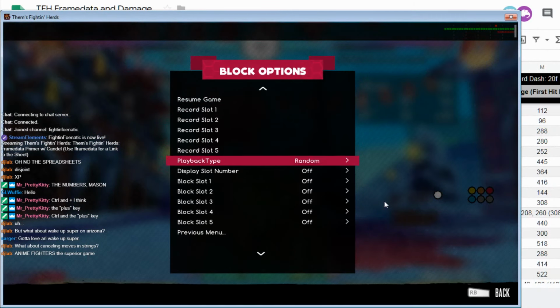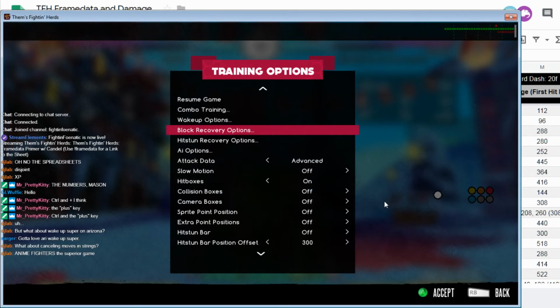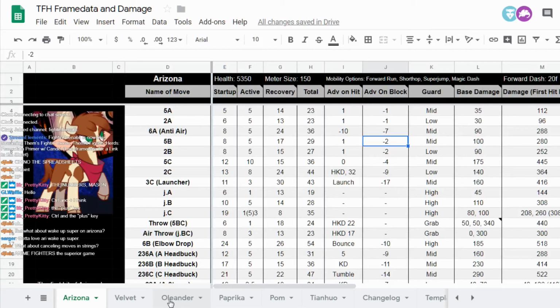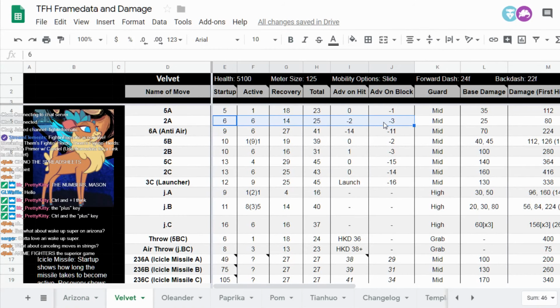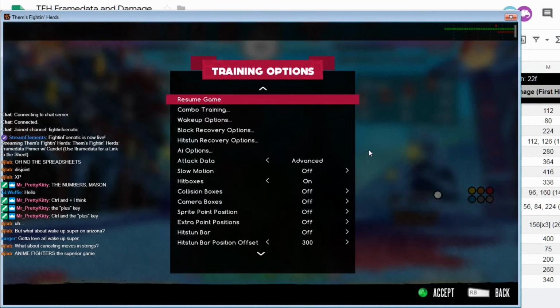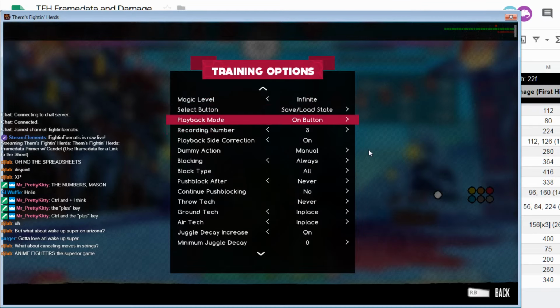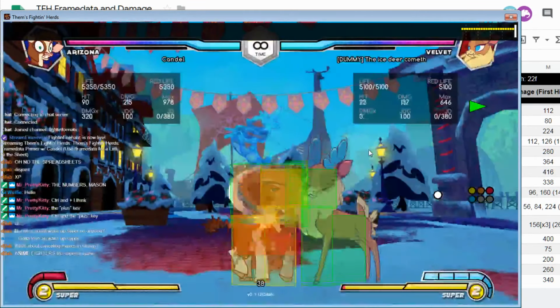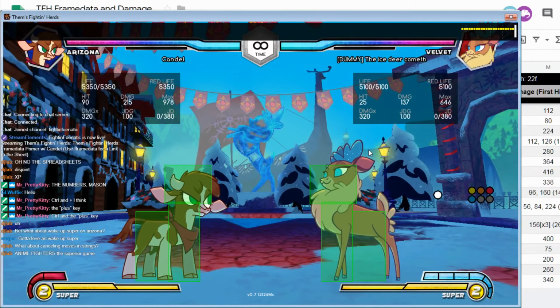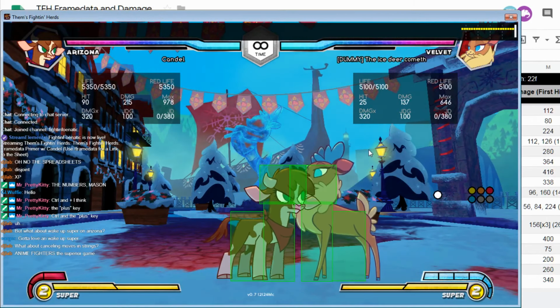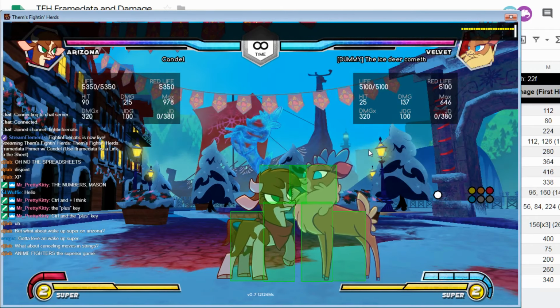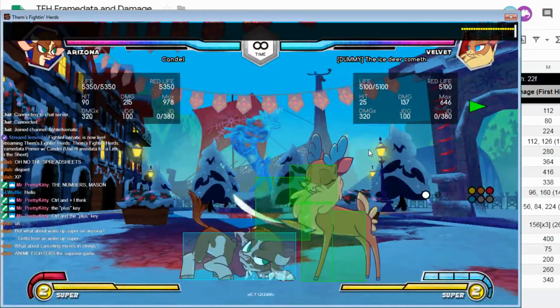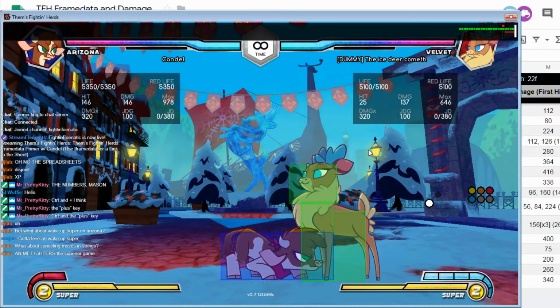Let's go into this example here. This is probably the best example. Velvet has a 2A, it's minus 3 on block. It's not very good. It's not punishable, but it's also negative enough to be notable. Now, which one did I save this to? I think it's number 2. So, that right there is Velvet doing a string into 2A and stopping her string entirely, and then doing a 5A, which is her fastest attack possible. Now, I can challenge this with my 5-frame normal because she's so negative.